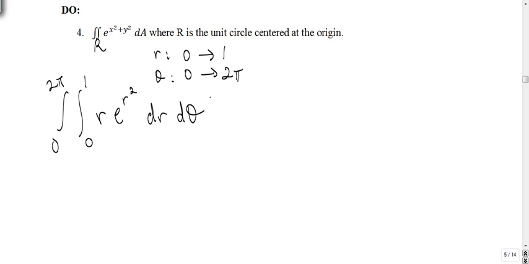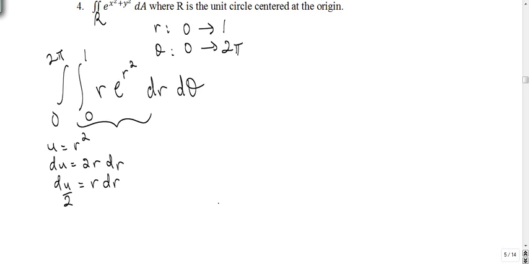Now, we want to integrate this. How do you integrate that? U substitution. Okay, so I'm going to use the U substitution here. So u equals r squared. So du is 2r dr. So r dr is du over 2. And then you can change the limits. r is 0 implies that u is 0. r is 1 implies that u is 1.